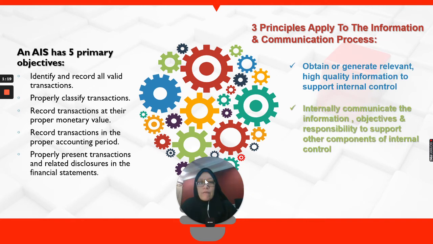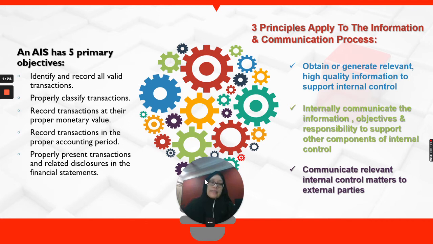So there are 3 principles that could apply to the information and communication process. The first principle, they need to obtain or generate relevant, high quality information to support the internal control. Okay, and then the second principle that needs to be applied is to internally communicate the information, objectives and responsibility to support other components of the internal control. And the third principle is they need to communicate relevant internal control matters to the external parties.